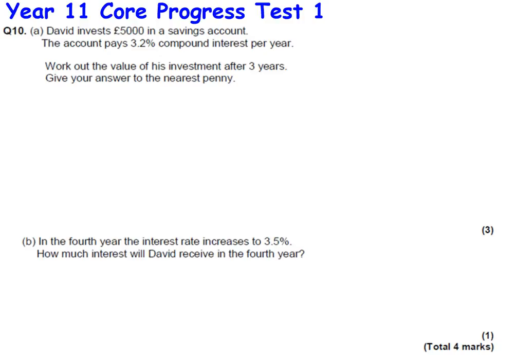Now part A says David invests £5,000 in a savings account. The account pays 3.2% compound interest per year. Work out the value of his investment after 3 years. Give your answer to the nearest penny.